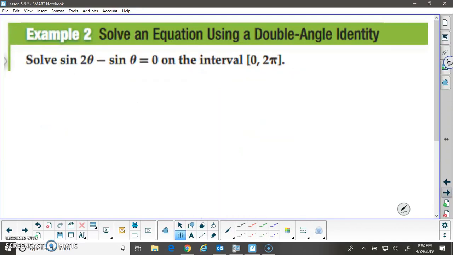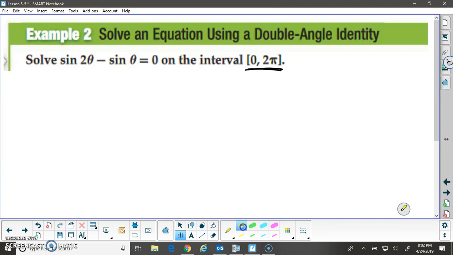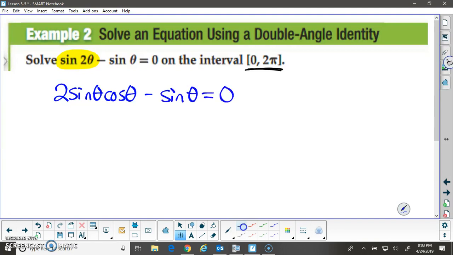Example 2 is now applying that double angle identity to solve an equation. So this one we're solving between 0 and 2 pi. And so hopefully when you look at this problem, hopefully this right here jumps out at you. We're going to change that into 2 times the sine of theta times the cosine of theta. And then if I write the rest of the equation, now we got 2 terms being subtracted.